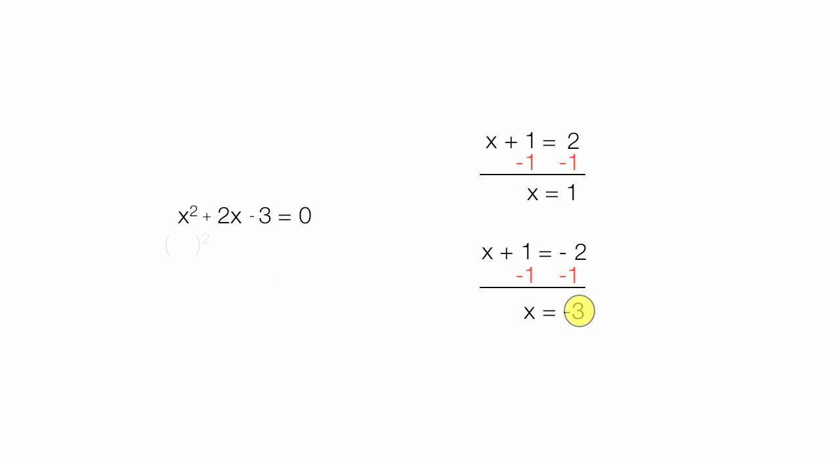And now let me do the -3. I have -3 squared plus 2 times -3 minus 3 is equal to 0. -3 squared is 9. 2 times -3 is -6, so it's 9 minus 6 minus 3 is equal to 0. 9 minus 6 is 3, and 3 minus 3 is equal to 0.